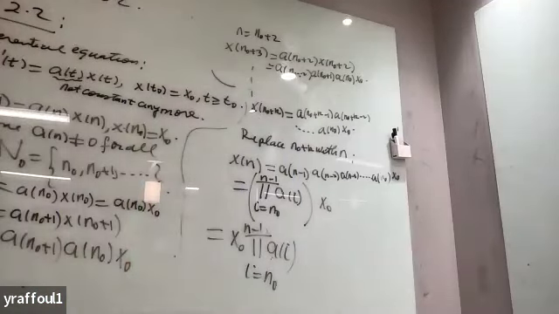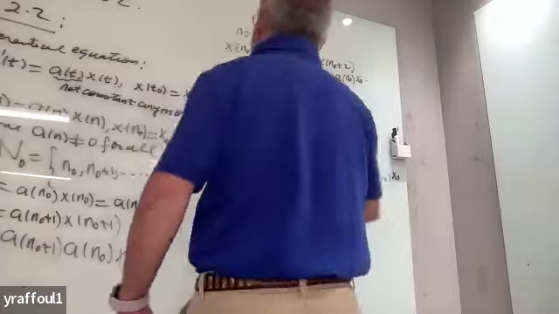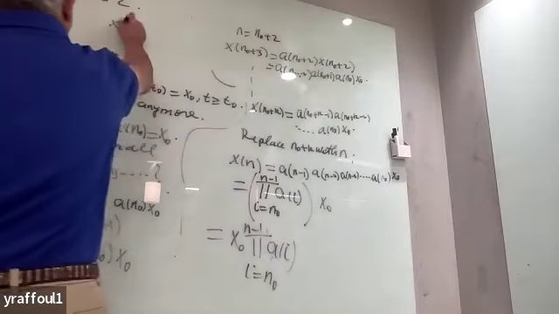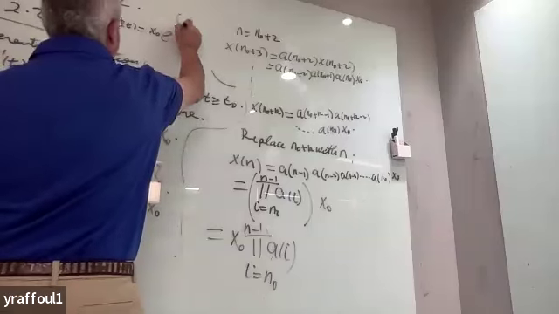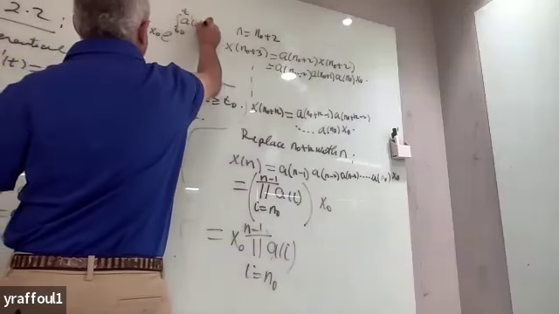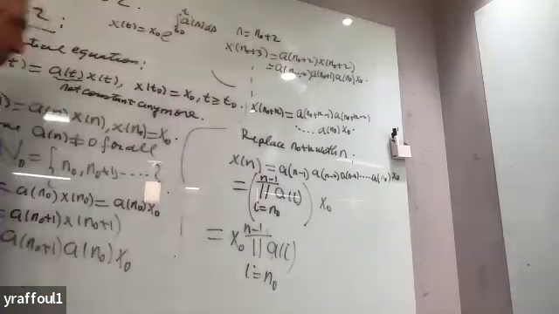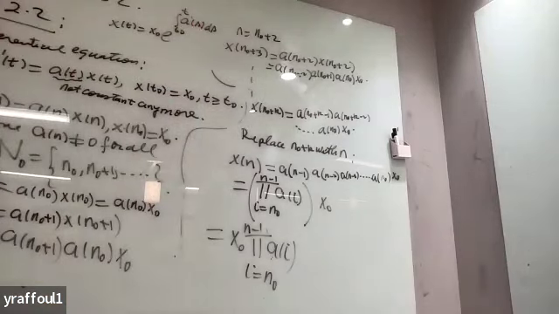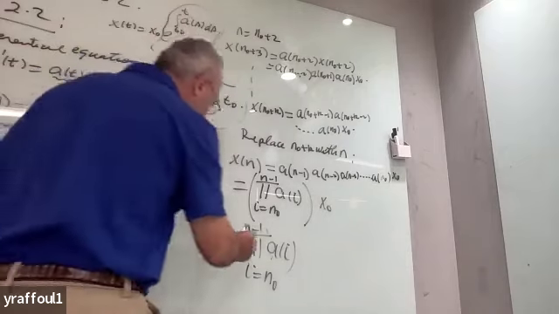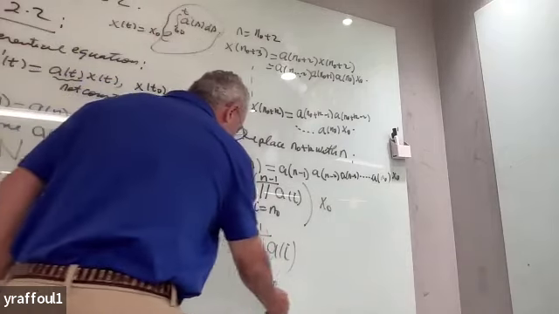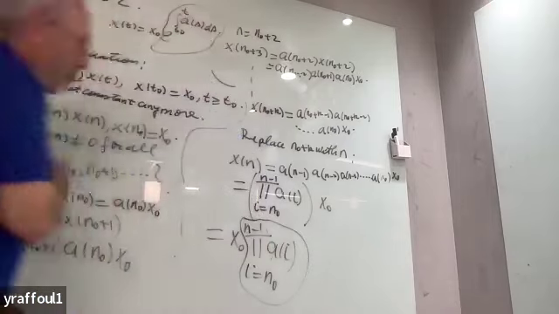So what I need you to remember is that in the differential equation case, it was x(t) equal x0 e to the integral from t0 to t of a(s) ds. Do you see the difference? So this exponential is the product. You see it? The exponential is the product.